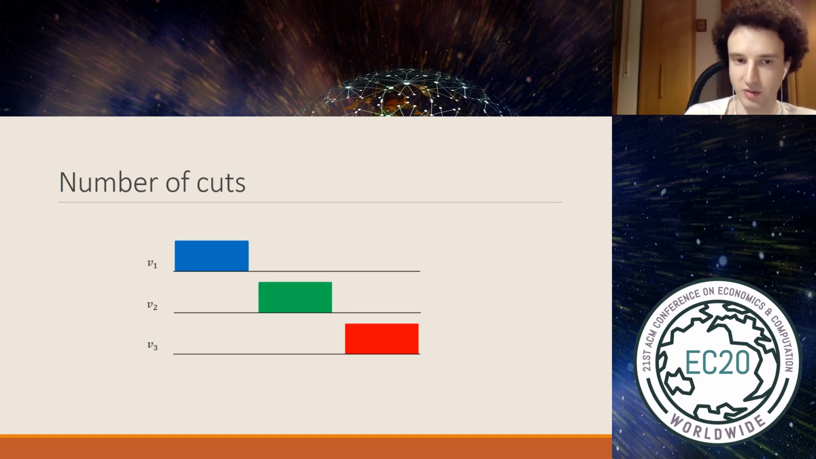Consider, for example, the first block, the blue block. If the blue block does not contain a cut, then the whole block has to be in I plus, or the whole block has to be in I minus. In both cases, the blue agent is not going to be happy.